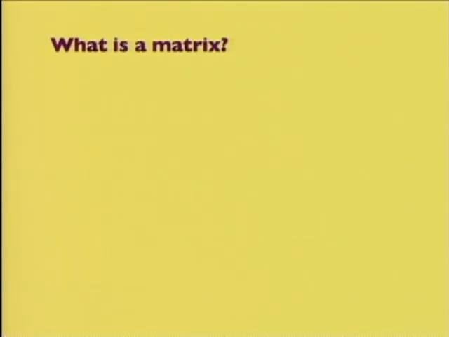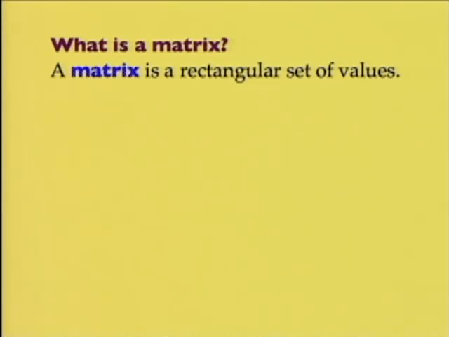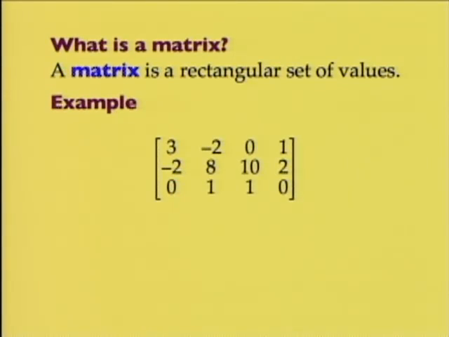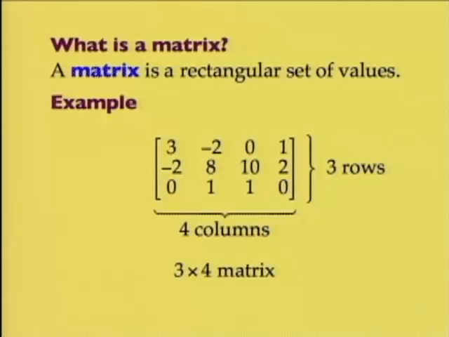And I have to go back and recoup a little bit of the introduction of what a matrix is. It's just a rectangular set of values, something along these lines. I'd call that a matrix. And we consider the number of rows the first dimension, the number of columns the second dimension, and we would call that a 3x4 matrix.